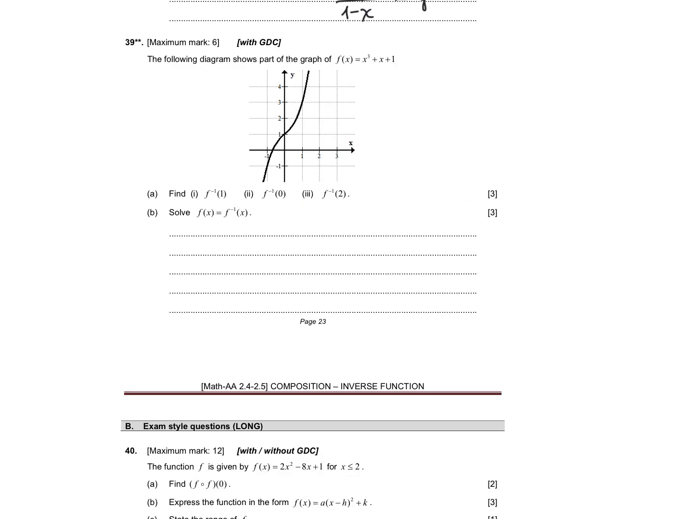All right, the following diagram shows that. Find the inverse at 1, so that's when y is 1. So this is going to be 0. The inverse at 0 is going to be this thing. And the inverse at 2. I think we have to use a graphing calculator for that.